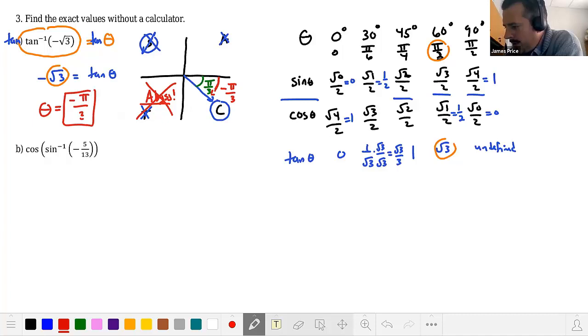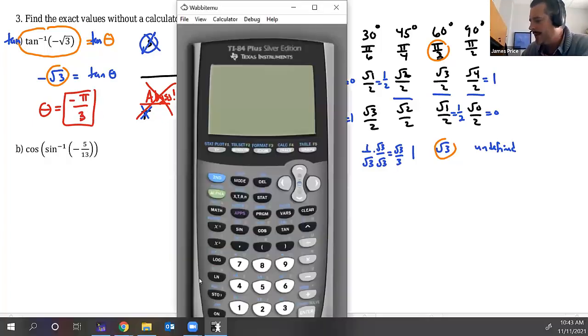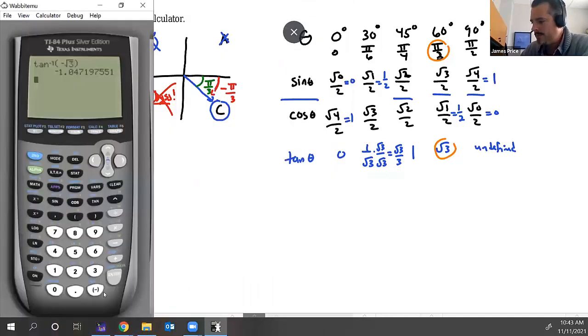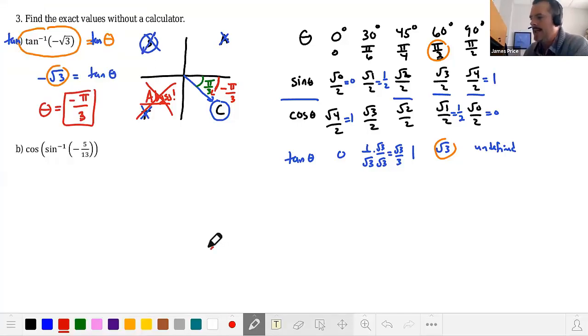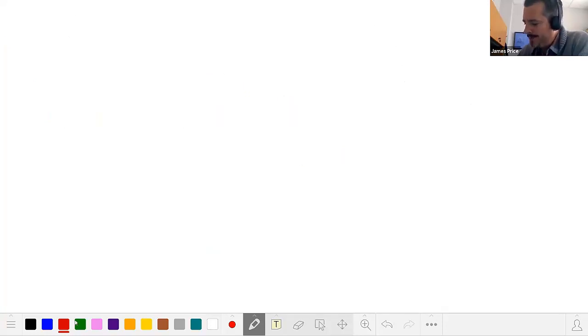And you can check it on your calculator. So that number you found on your calculator, what was it? It was this number right here. And let's just see, is that negative pi divided by 3? And you see, oh yeah, those two numbers are indeed exactly the same. All right, so the answer to tan inverse of negative square root of 3 is indeed negative pi over 3. All right, let's move on to the next one.